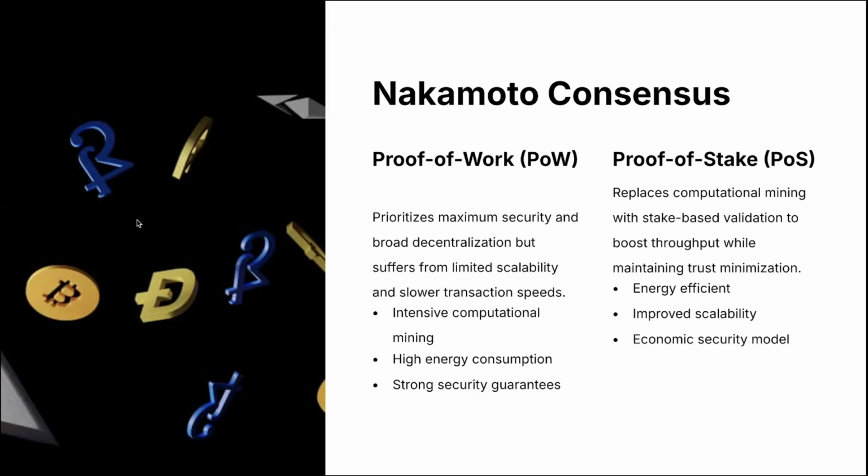Now let's talk about one of those famous consensus types, Nakamoto consensus, which refers to the family of consensus mechanisms inspired by Bitcoin's original design, and it includes two major approaches, proof of work and proof of stake. Starting with proof of work, or POW, this is the original mechanism behind Bitcoin. It relies on miners solving complex mathematical problems to validate transactions.